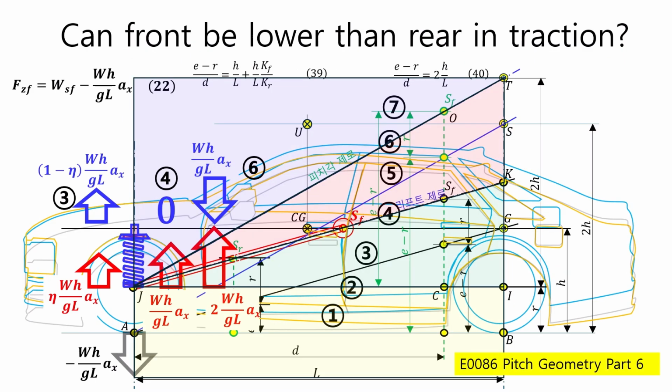In a recent video, E0086 Pitch Geometry Part 6, the lift and pitch angles of a front-wheel drive vehicle with a front independent suspension system were explained, and how the lift and pitch angles change depending on the 7 positions of the virtual reaction point. Additionally, it was explained that the front ride height can decrease depending on the position of the virtual reaction point, even during acceleration.